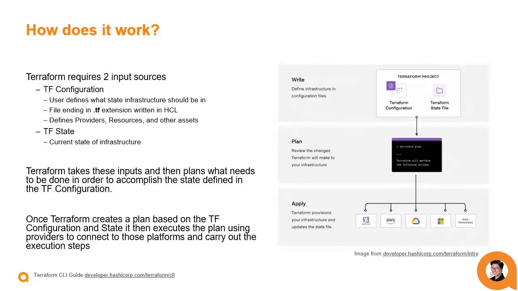Terraform requires two input sources. One will be user-defined, and the other will be auto-generated. First, the Terraform configuration file. This is a .tf extension file written in HCL where the user defines what state their infrastructure should be in. The Terraform configuration files use providers created by vendors to define resources that allow the tool to communicate with and configure the infrastructure. Then you have the Terraform state file.